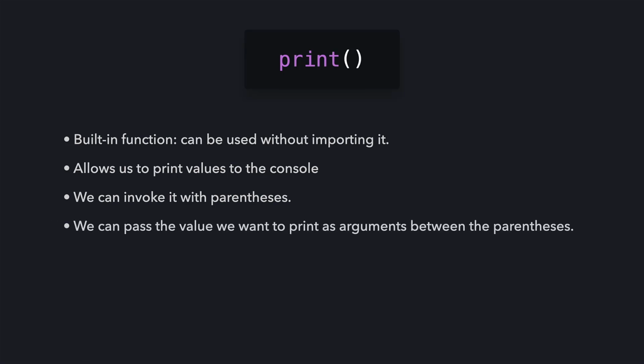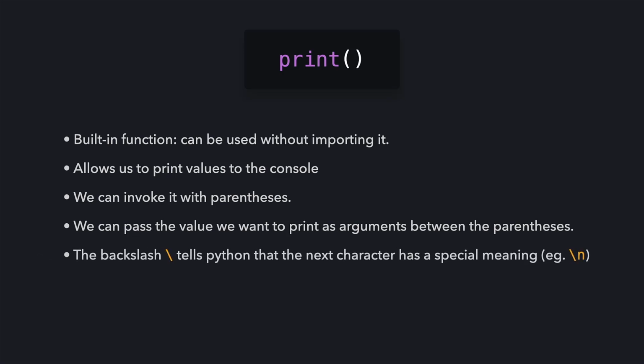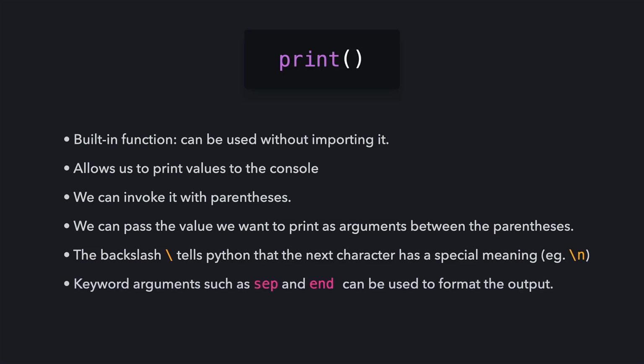We also learned that the backslash is a special character in Python that we can use in order to tell Python that the next character is a special character. We saw this with the new line character that is specified by a backslash followed by an N for new line. Then we saw that we had full control over the output with the keyword arguments such as sep and end.